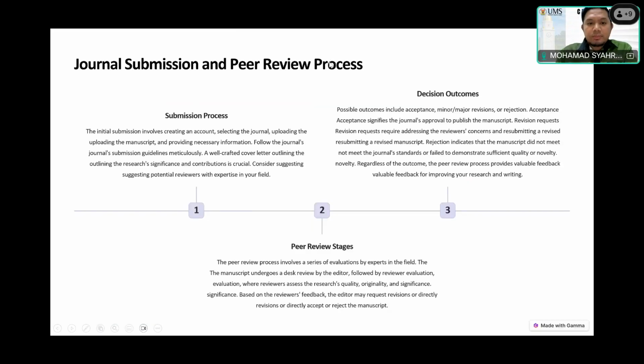Okay. This is the process. Submission process and peer review stages, decision outcomes. Yeah, is it minor or major revision or rejection or transfer to another journal? Okay.